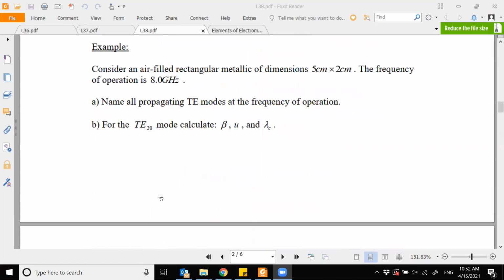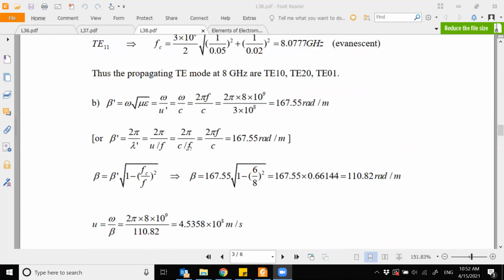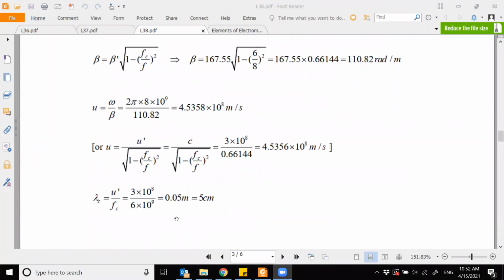Okay. So for part B, you need to calculate beta, u, and lambda C. You can first find beta dash, and then you can find beta. Your cutoff frequency is known, your operating frequency you know, so substitute to get u and lambda C.